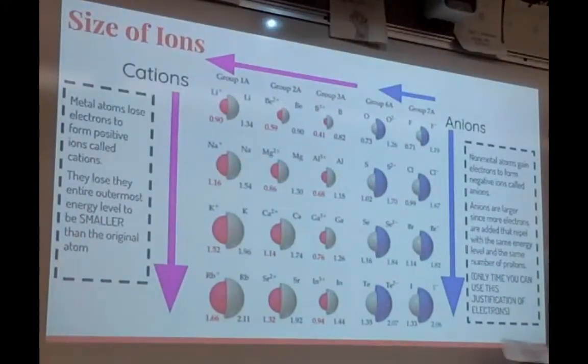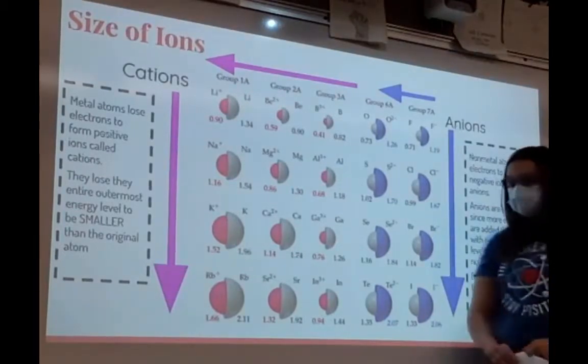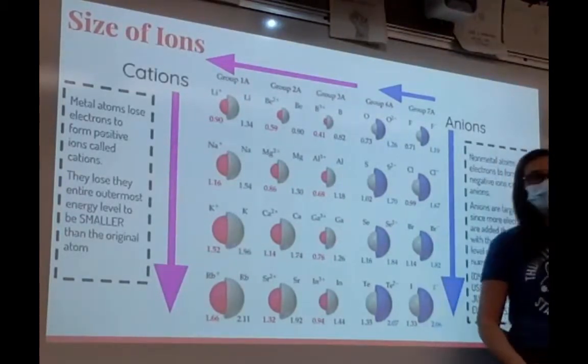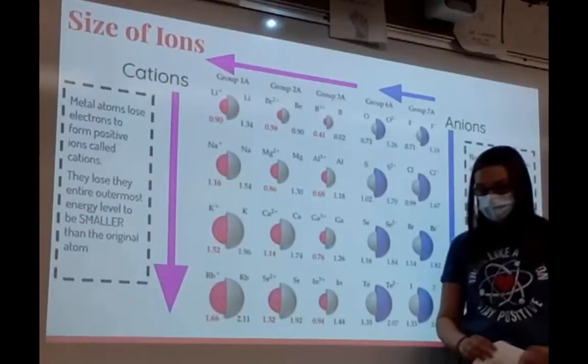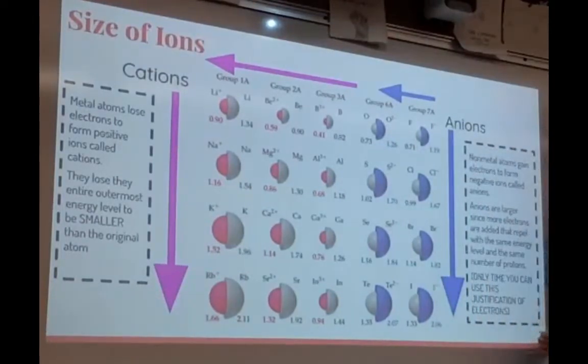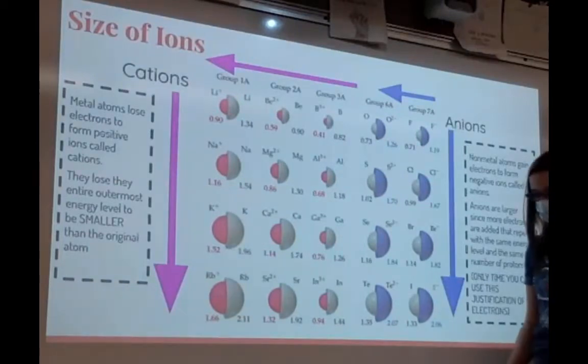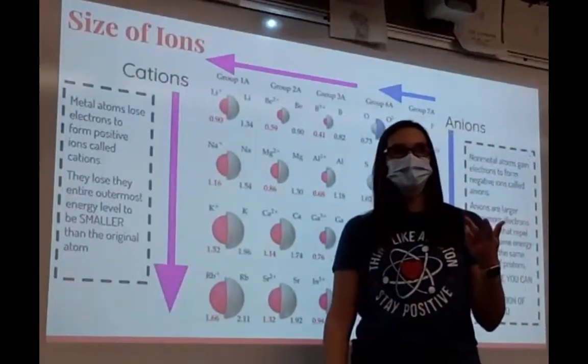Now, one additional thing with sizes of ions is the term isoelectronic. Isoelectronic, iso means same, electronic for electrons. So, isoelectronic means same number of electrons. There are times that we will look at isoelectronic series. They all have the same number of electrons, but you might have anions, neutral atoms, cations.